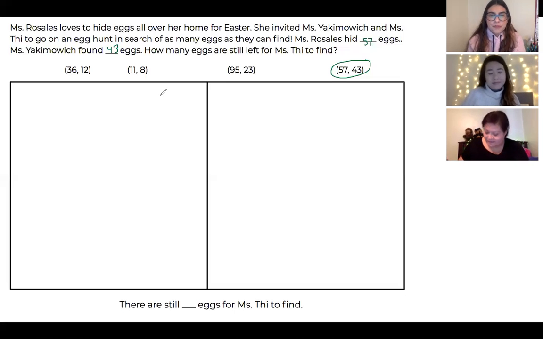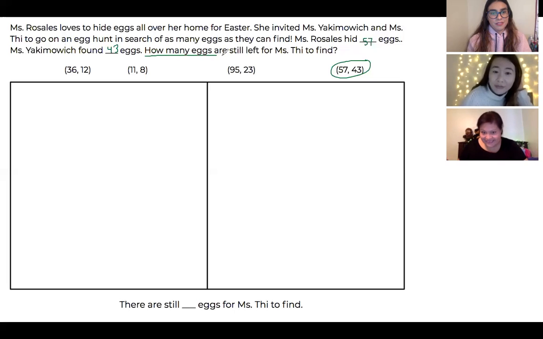So, we know there's a total of 57 eggs, and Miss Yukimowicz already found 43 eggs. So what are we being asked to do? And I know one of the key things to look at is maybe the last sentence in our problem. Miss T, can you help us? What are we being asked to do in this problem? Yeah, I always look for the question in the problem to help me figure out what I'm trying to figure out. So it says, how many eggs are still left for Miss T, me, to find?